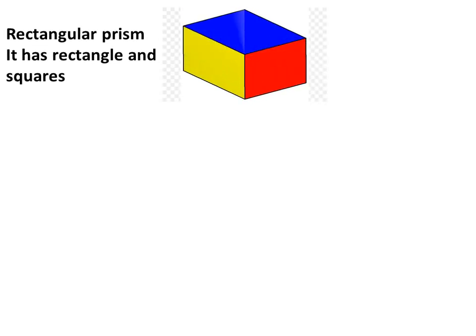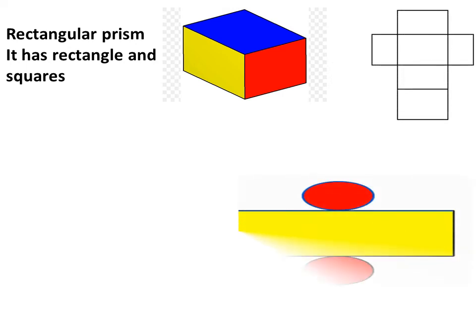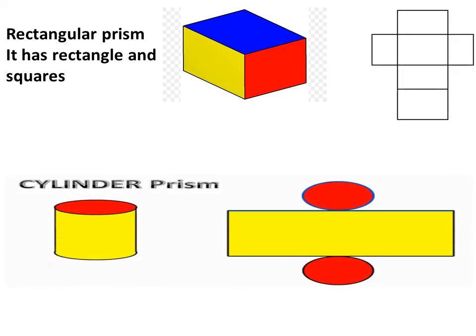Okay, here we will talk about the rectangular prism. It has rectangles or squares. If I open it, I'll find that like this. They are also 6 faces. So you can do it using paper. If we are talking about a prism, a cylinder.